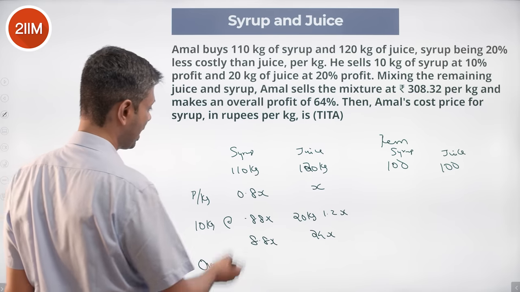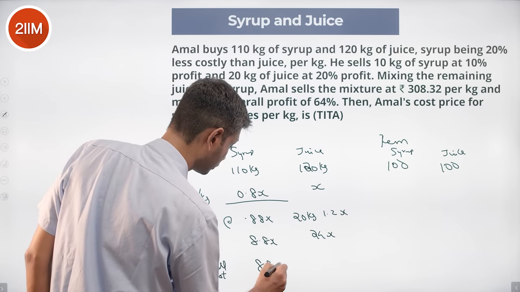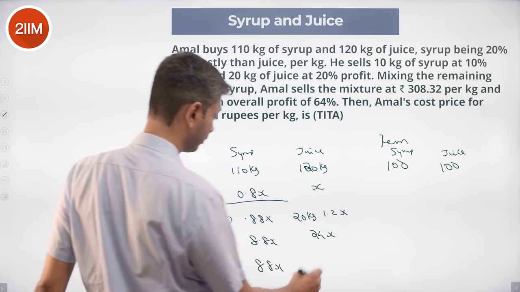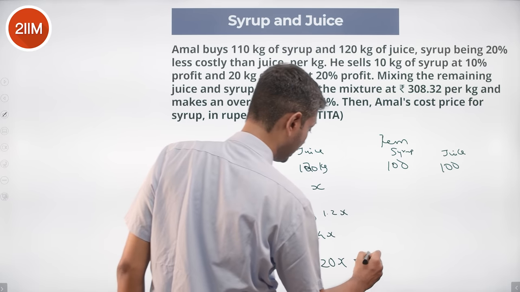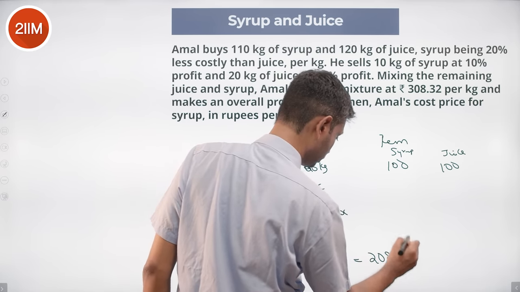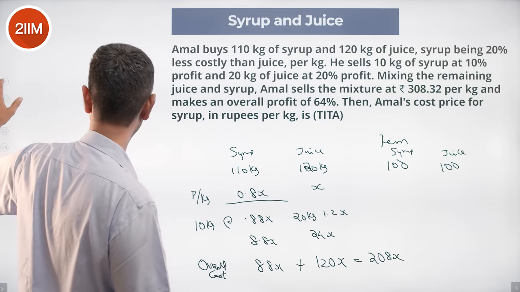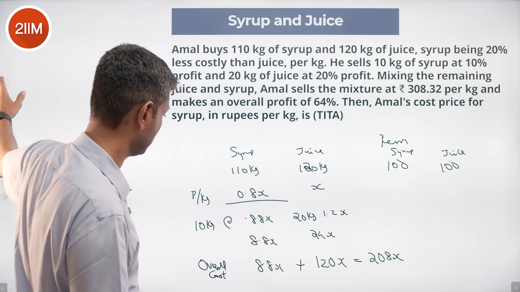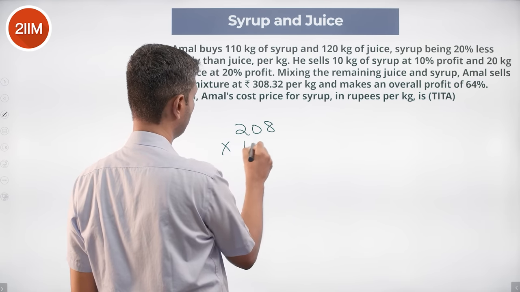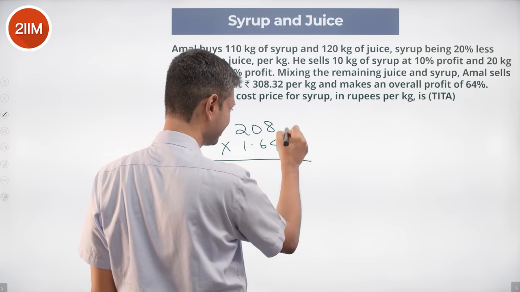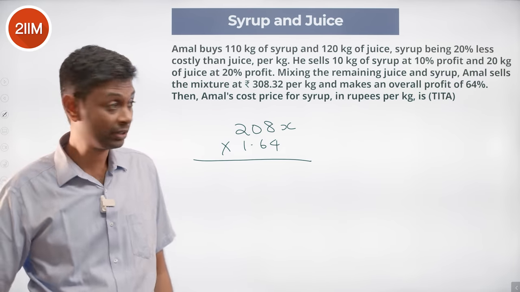Overall cost is 110 into 0.8, which is 88x, plus 120 into x, 120x. This plus this is 208x. Overall profit is 64%. So overall selling price, let's say, is 208 into 1.64x. With 64% profit, cost price into 1.64 should be selling price.